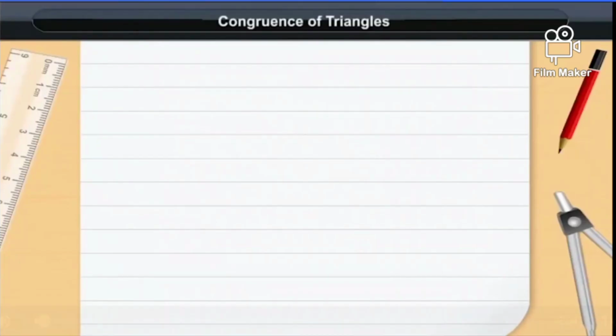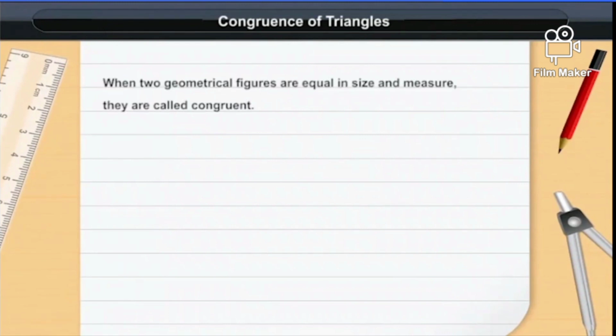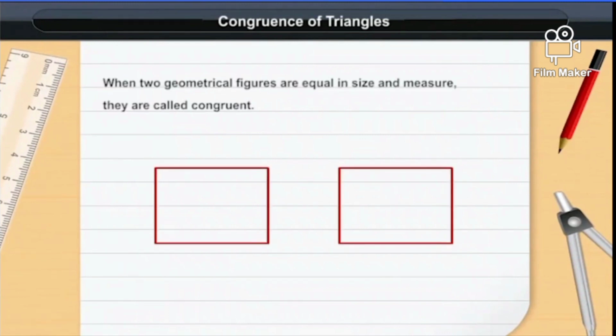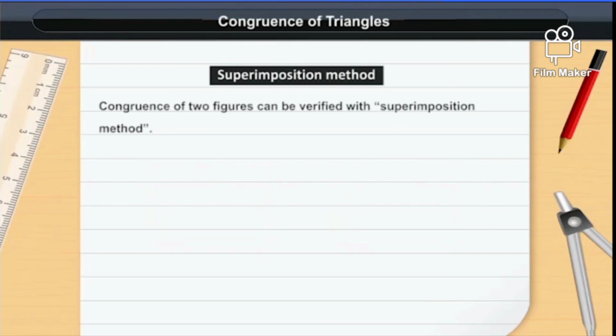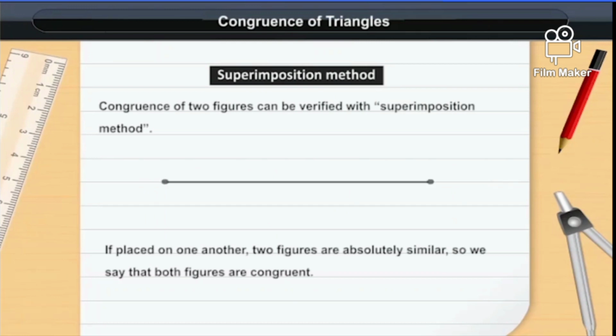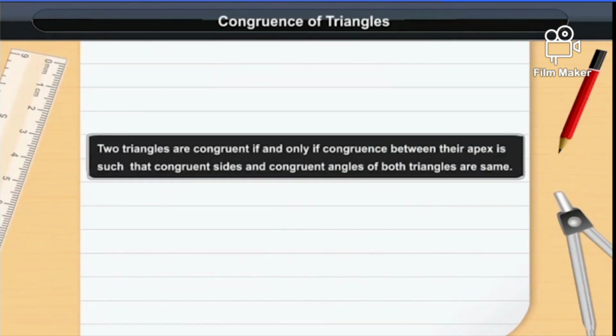Congruent triangles. Congruence of triangles. When two geometrical figures are equal in size and measure, they are called congruent. Congruence of two figures can be verified with the superimposition method. If placed on one another, the two figures are absolutely similar. So, we say that both figures are congruent. Two triangles are congruent if and only if the correspondence between their vertices is such that congruent sides and congruent angles of both triangles are the same.